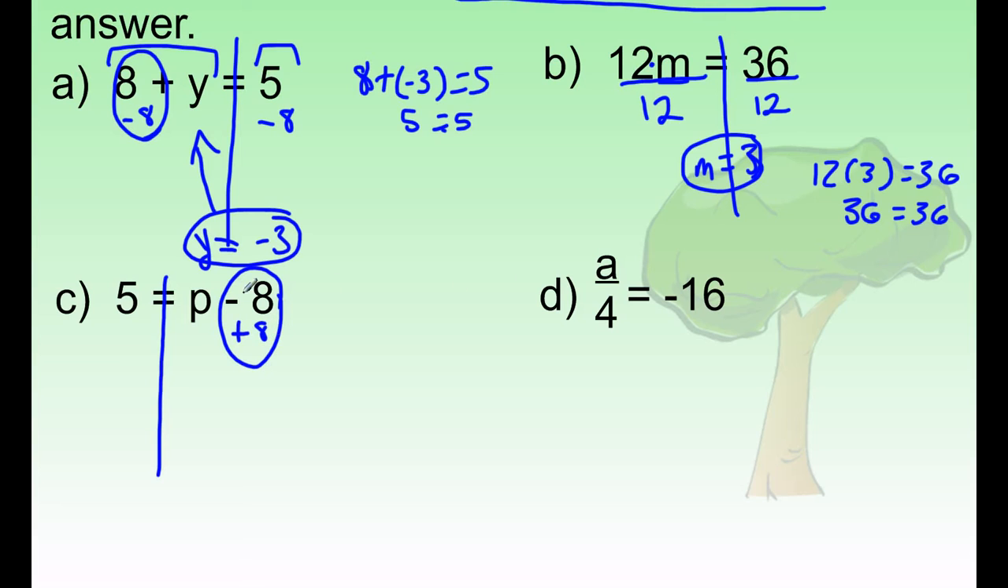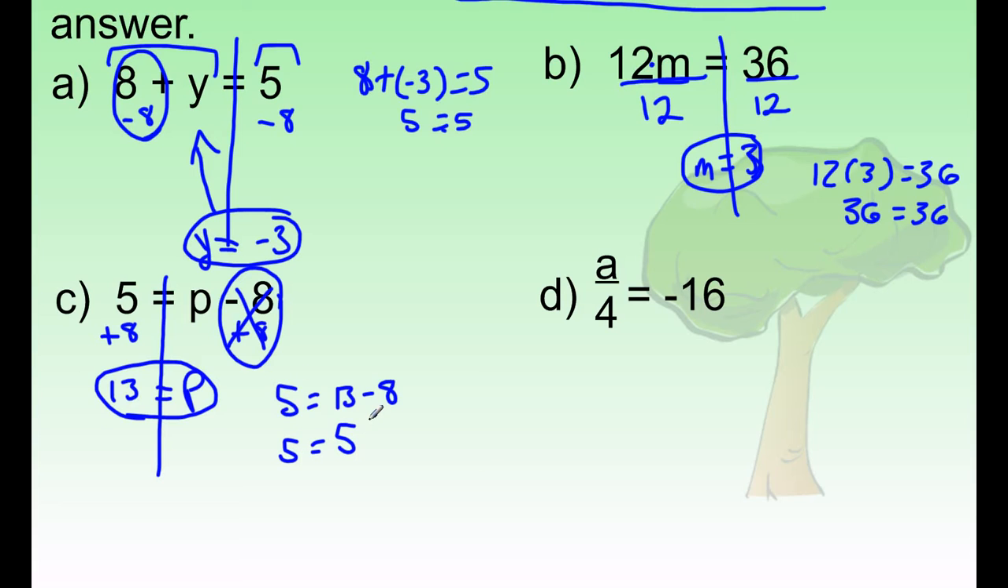And the reason why this works is the same reason why it worked up here. Look, I have a positive 8 minus 8 was 0. Here, negative 8 plus 8 is 0. This piece cancels out. So I have p equals. On this side, if I add 8, 5 plus 8 is 13. So I think this is the answer. Let's check. 5 hopefully equals 13 minus 8. 13 minus 8 is 5, so yes, this worked out. That is the solution to my problem. P equals 13.